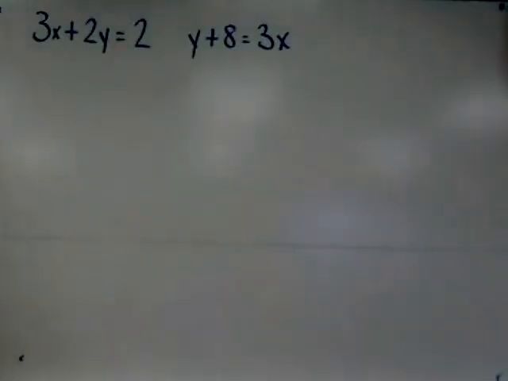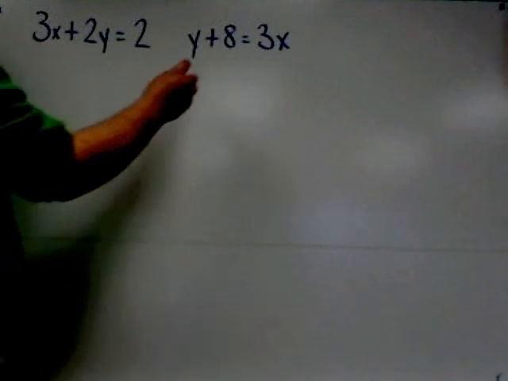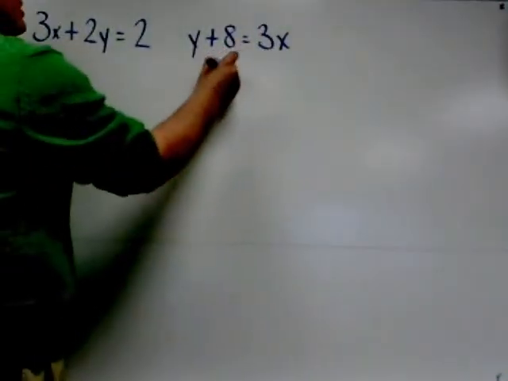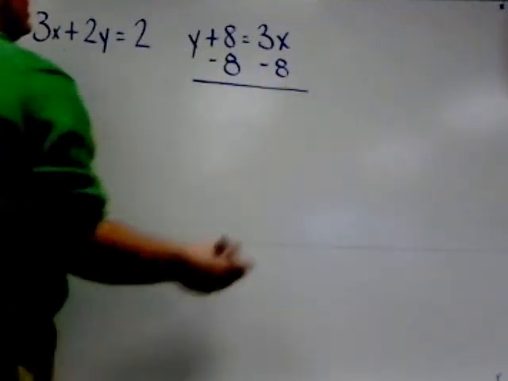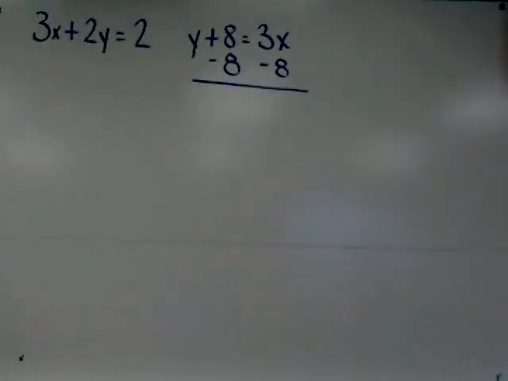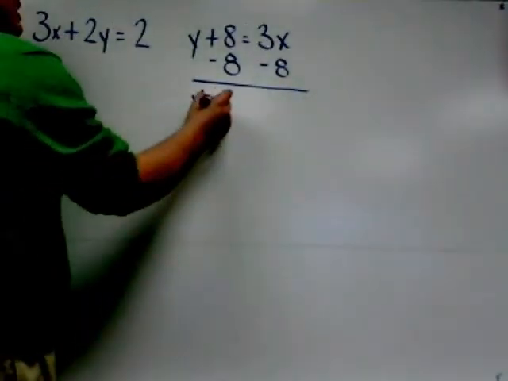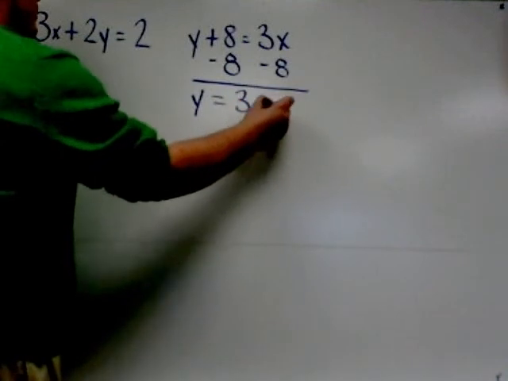As you can see, there's an addition sign in front of it, so I'm going to have to subtract 8 from each side of the equal sign. When I subtract 8 from each side, it actually doesn't do anything in that it doesn't combine with the 3x. They remain separate entities, and the equation reads y equals 3x minus 8.